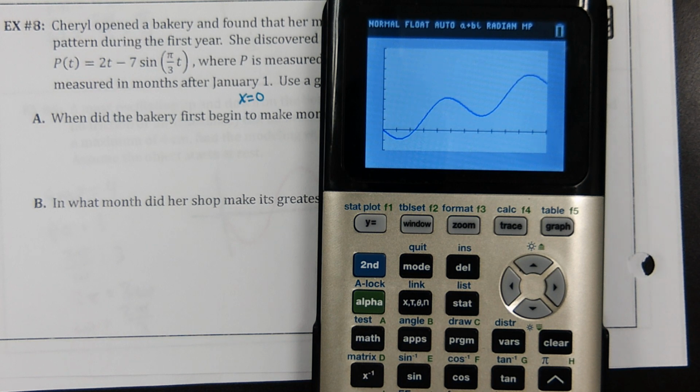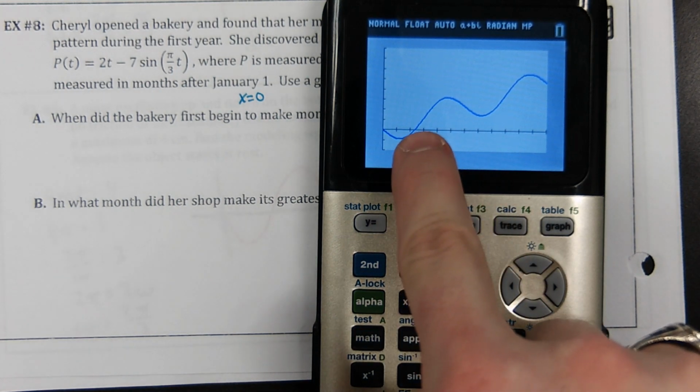What a neat graph. Okay, cool. It's just showing our profits going up and down throughout the year. Okay. It says, when did the bakery first begin making money? Where do you think that occurs? Not what the answer is, but on a graph. Where would that occur? At the x-axis, the x-intercept. So we need to figure out where that is.